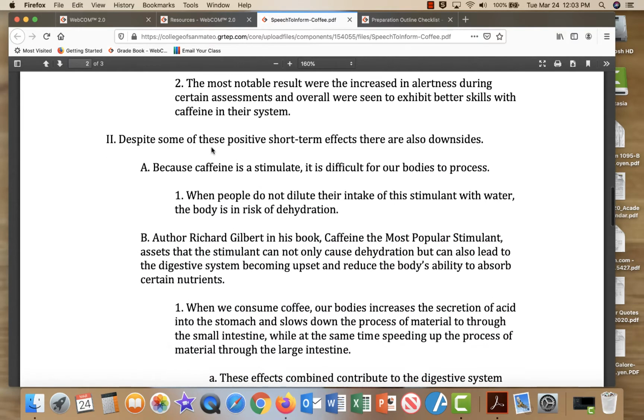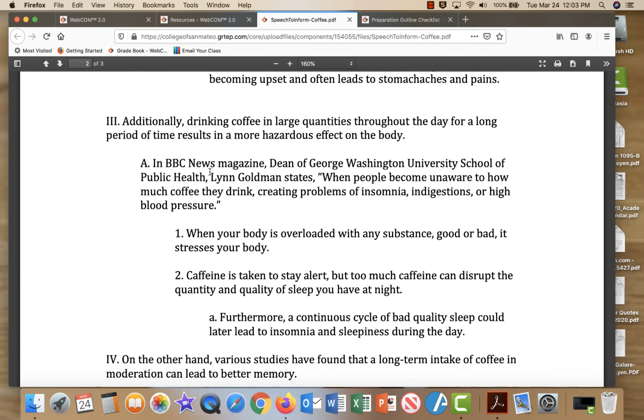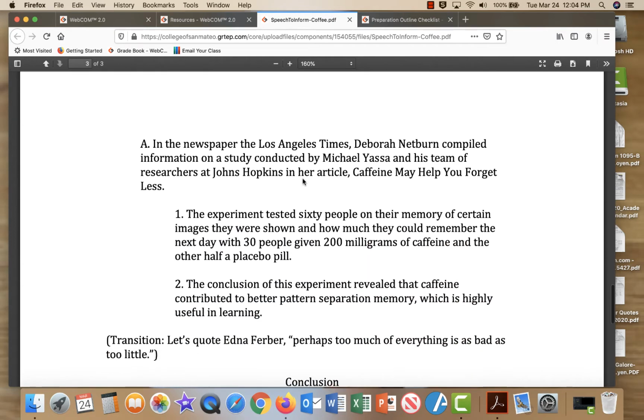So let's go back to Roman numeral 2 here. Nice quote from the book. And now we have a third main point, and now we have the magazine source. Now here, we're using the BBC News magazine. Look at how they use the Dean of George Washington University School of Public Health. That enhances credibility. So when we're thinking about how do we enhance our credibility as public speakers, pulling expert testimony allows us to take information from these experts, weave them into our speech, which adds to our credibility as public speakers.